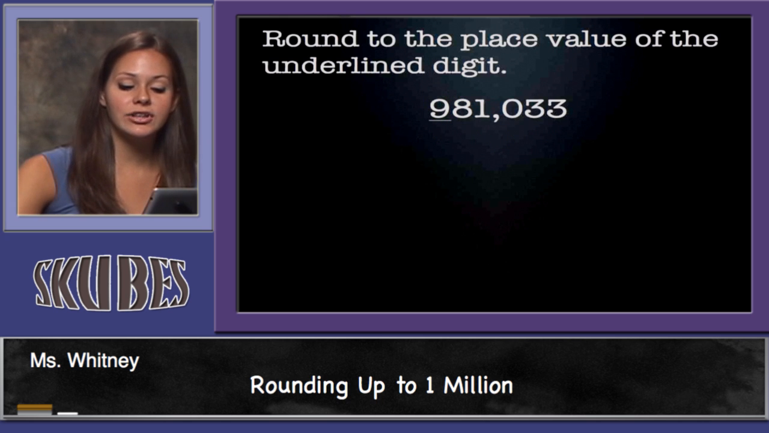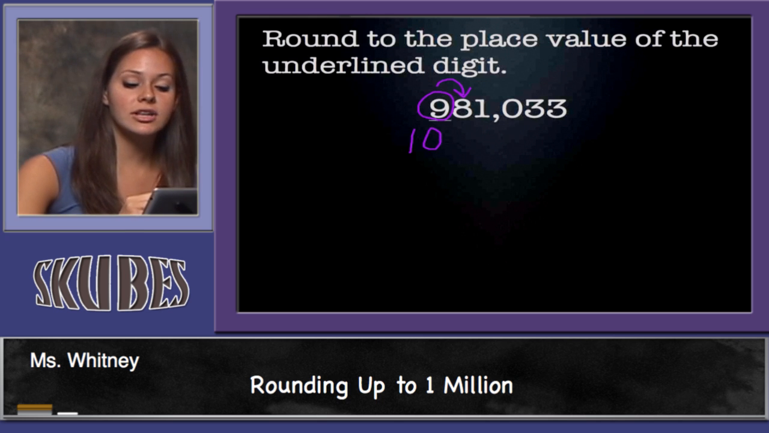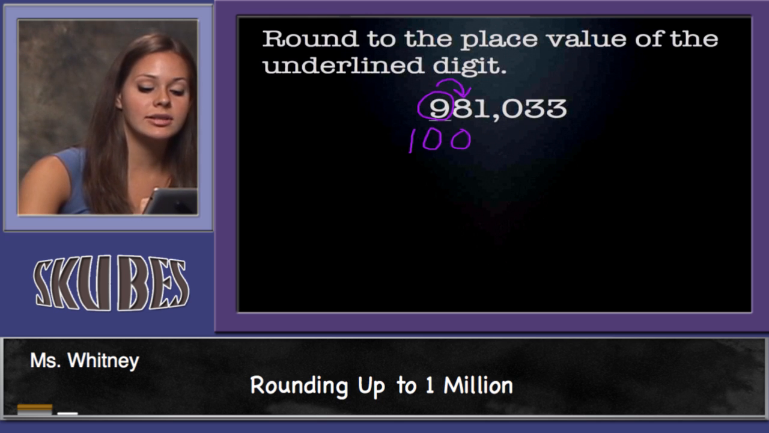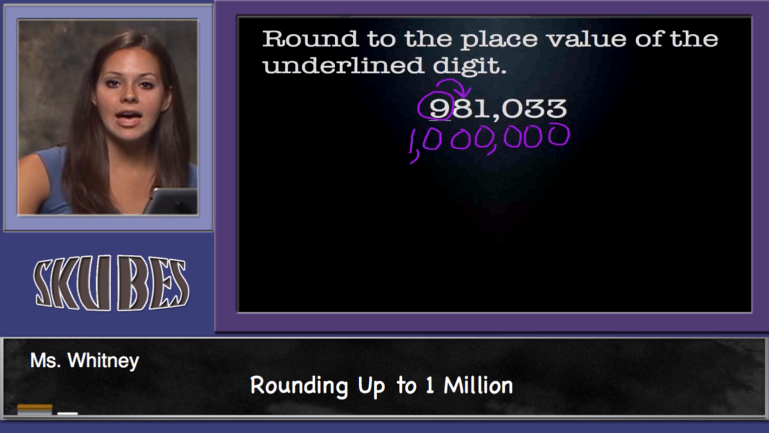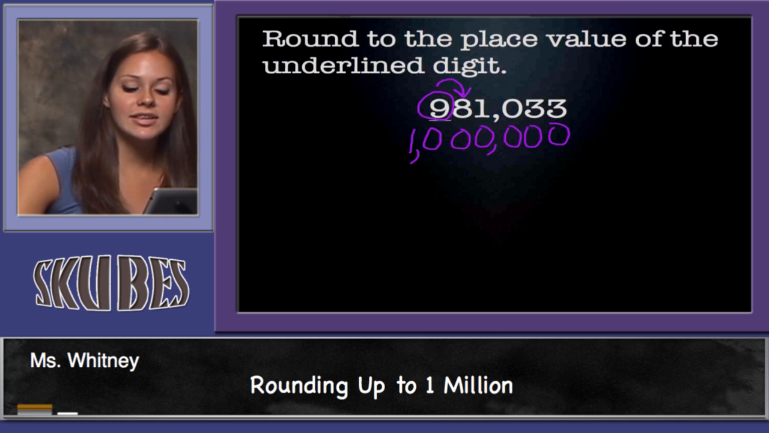Look at 981,033. Our underlined digit 9 is in the hundred thousands place. Look next door. The 8 tells us our 9 needs to round up. So it'll round up to 10. The numbers to the right of our number become 0. 981,033 rounds to 1 million. And this concludes our lesson on rounding up to 1 million.